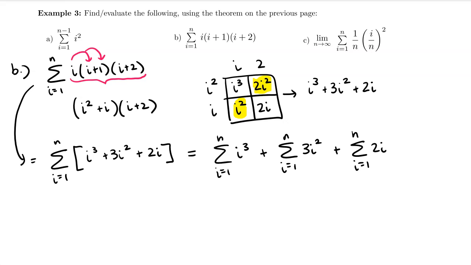Using that same theorem, but a different part of that theorem, I can factor out constants that are not dependent on my index. So now this is equal to the summation from I equals 1 to n of I cubed plus 3 times the summation from I equals 1 to n of I squared plus, I'm going to factor out my 2.